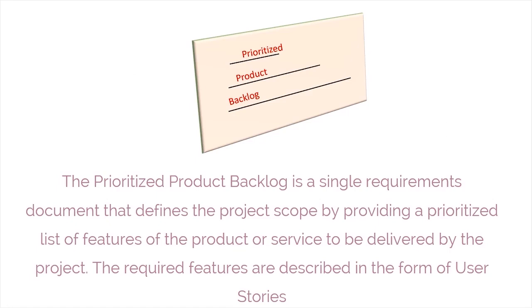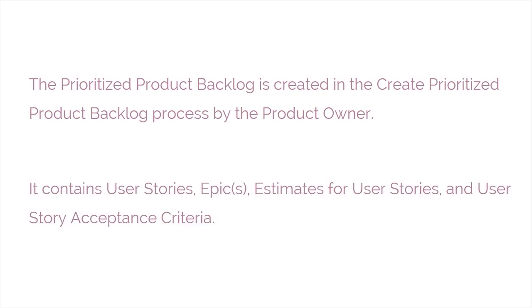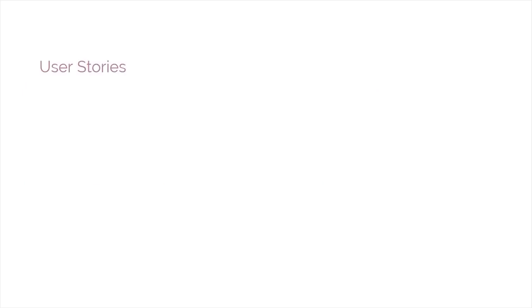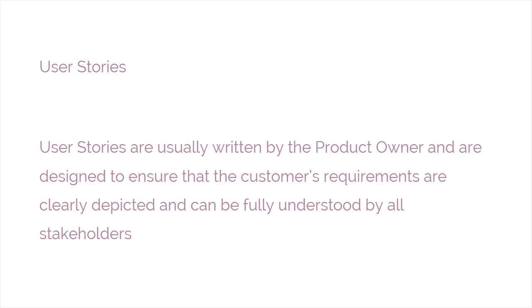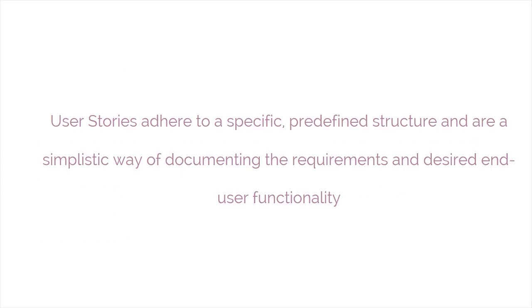The prioritized product backlog is created in the Create Prioritized Product Backlog process by the product owner. It contains user stories, epics, estimates for user stories, and user story acceptance criteria. User stories. User stories are usually written by the product owner and are designed to ensure that the customer's requirements are clearly depicted and can be fully understood by all stakeholders.